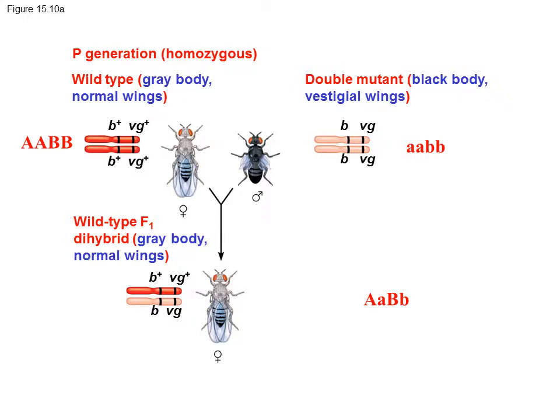So I've changed the letters to just regular A's and B's. So if we have a homozygous dominant for both genes crossed with a homozygous recessive for both genes, we will get a heterozygous individual for both genes. We've seen this before.